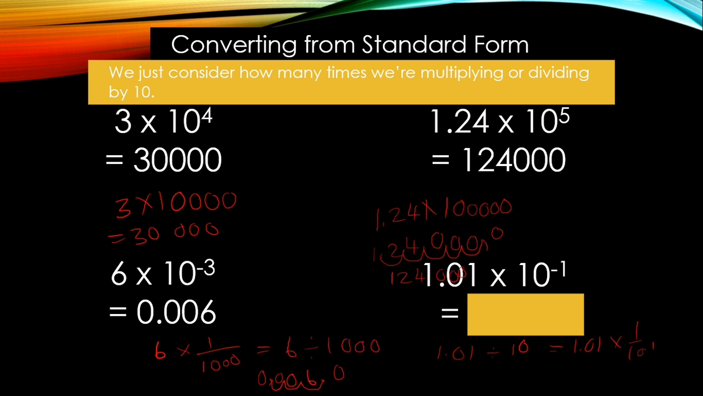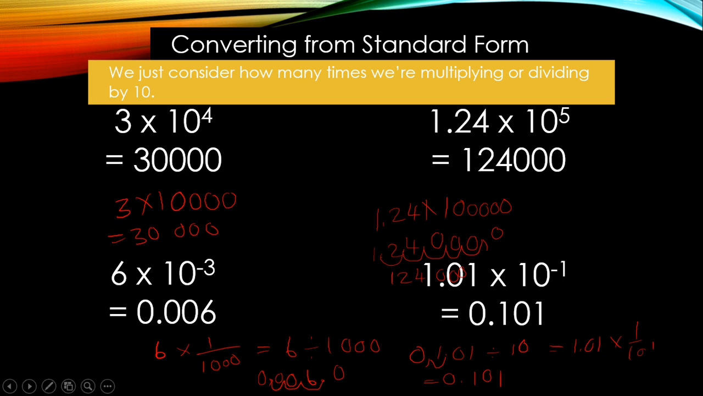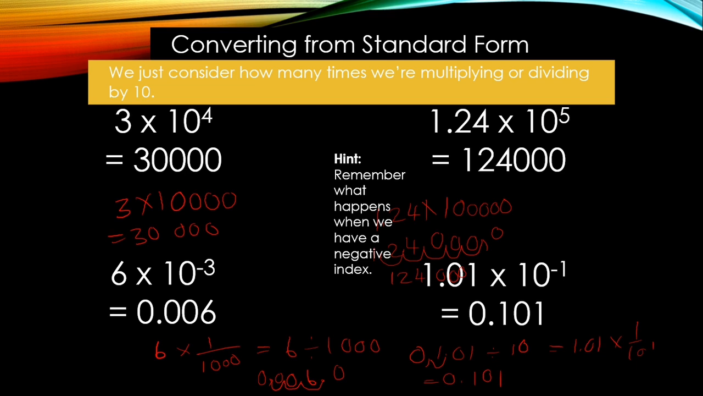Since we're going to move 1 place to the left, it will be a new answer like this, 0.101. Let's check if our answer is correct. Yes, 0.101. We are on track. All right. So the hint is to remember what we do when we have a negative index.